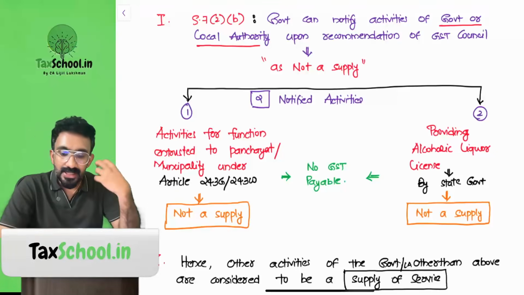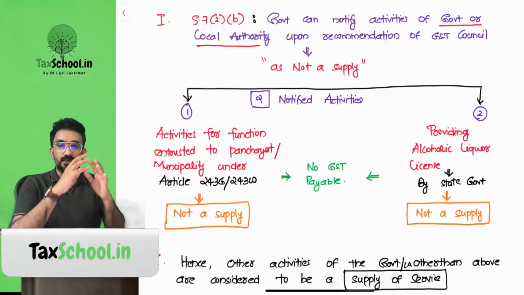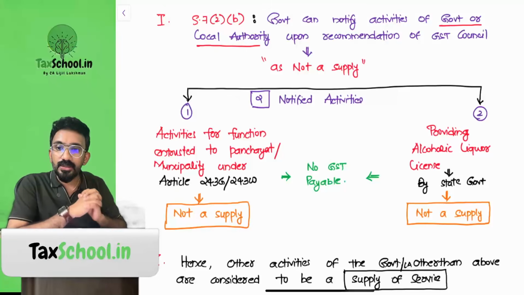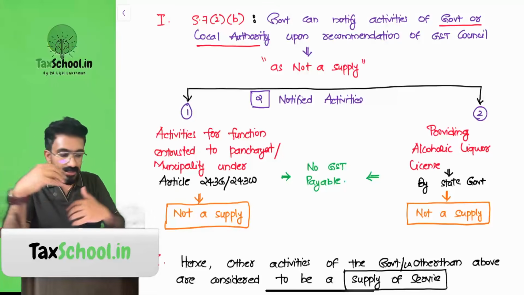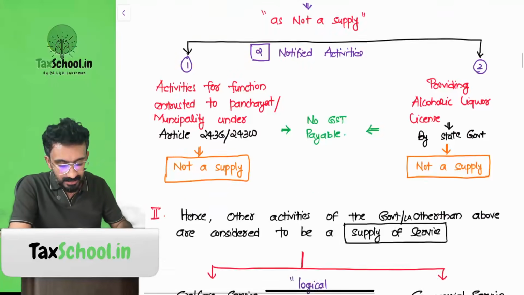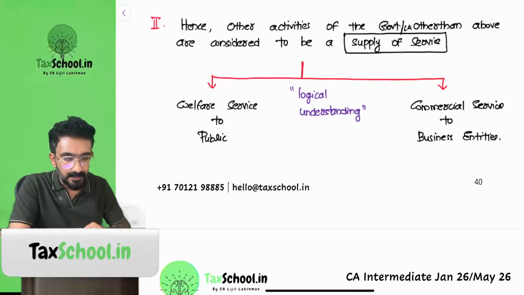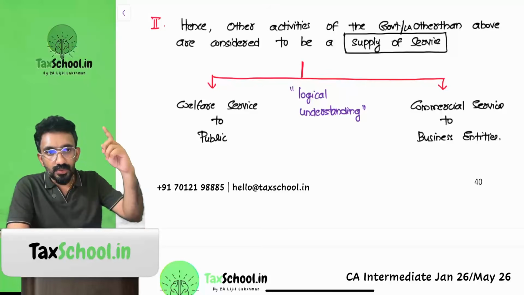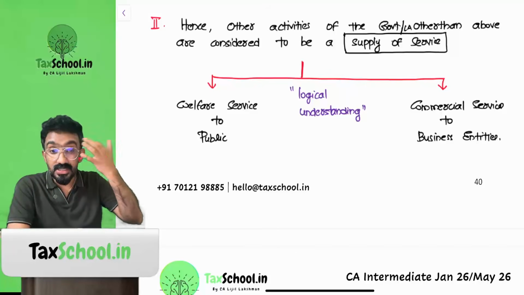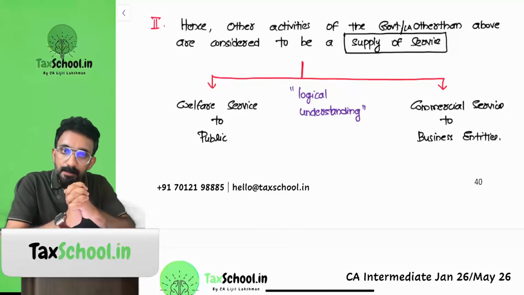Now, we can also understand by elaborating this further that any activities other than these two would be considered to be a supply. Then we need to learn that there is some exemption available, there is some RCM. How do you connect everything? So let's directly go into a summary chart which is very logical for you to understand. All the activities of government other than those two that we have already seen, which are not a supply, the rest, if it's a service, will be treated as a supply of service.